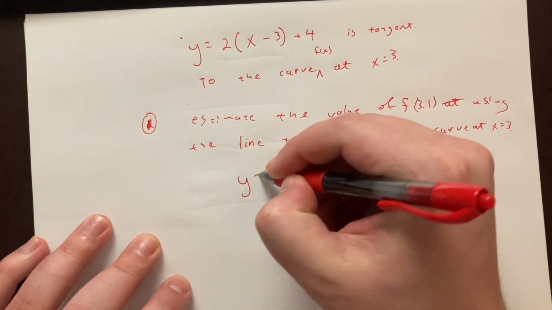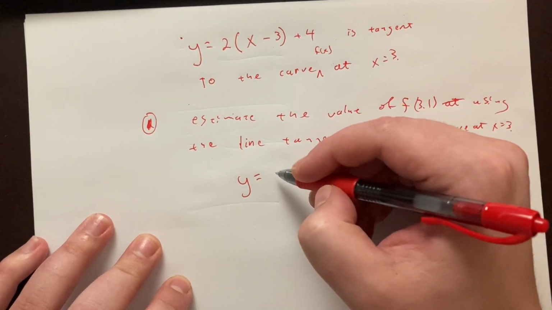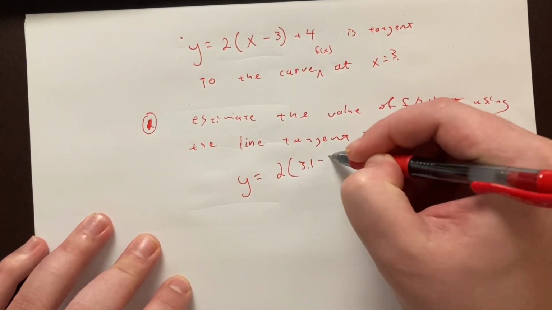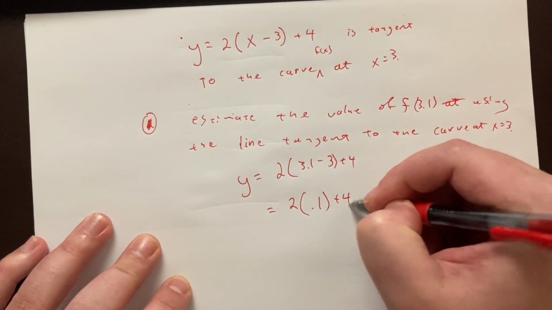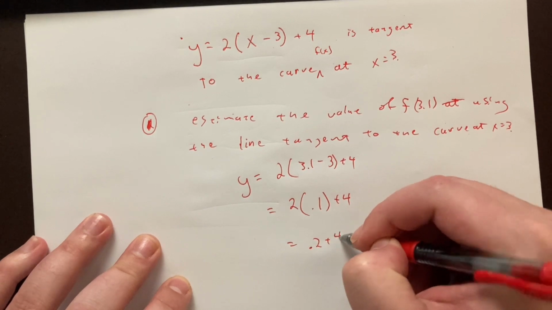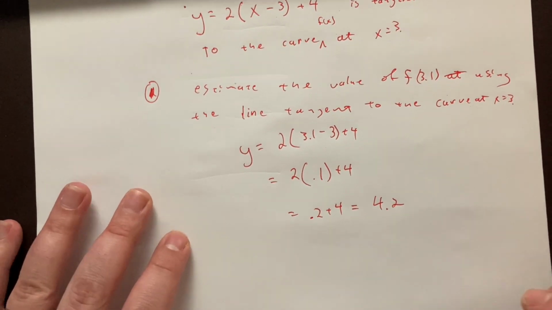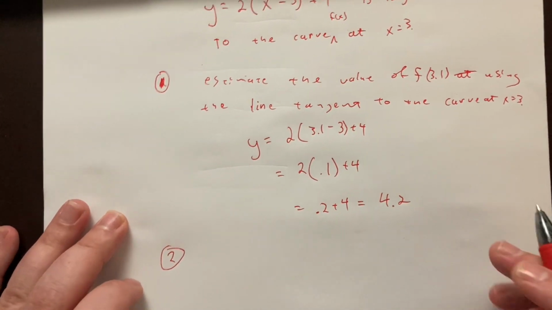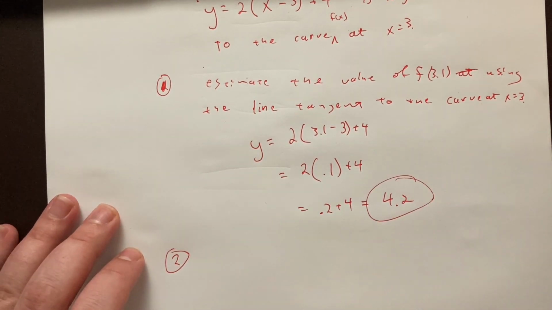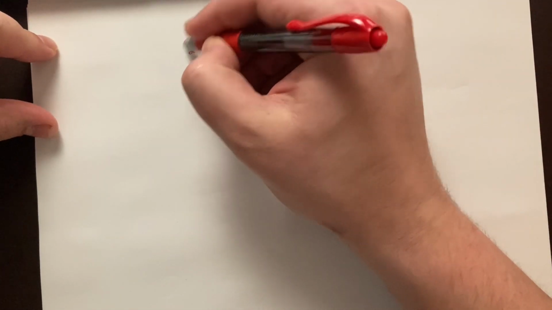So all you would do here is y equals 2(3.1 minus 3) plus 4. These all look very similar, right? 2 times 0.1 is 0.2, plus 4 equals 4.2. And I'm just going to arbitrarily say this part is worth 2 points. So we're going to take that 4.2 and throw it in the bank.